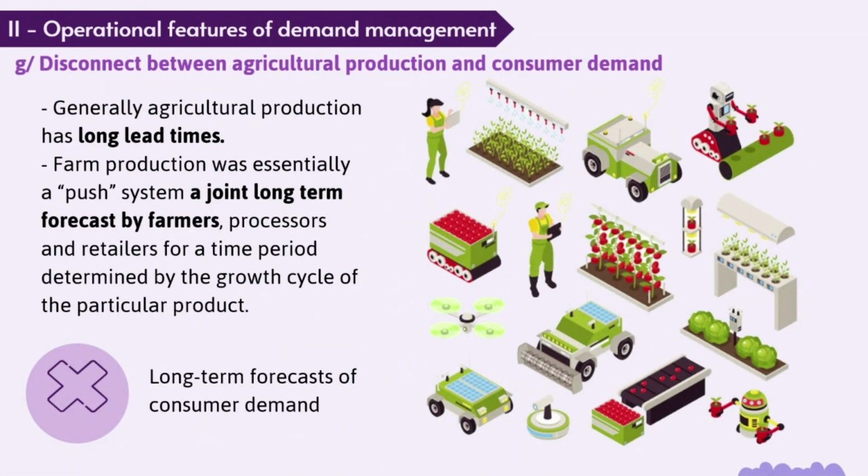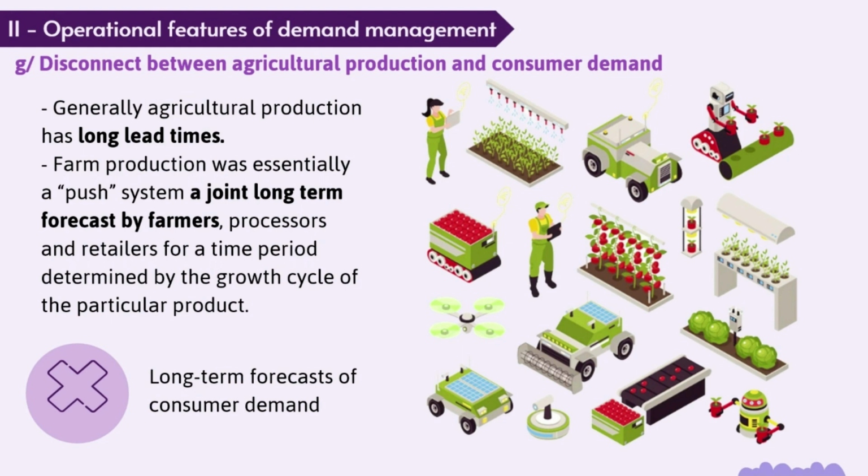Disconnect between agricultural production and customer demand. Generally, agricultural production has long lead times. In none of the chains studied was there a systematic attempt to closely link agricultural production, at the time production decisions were made, to anticipate customer demand at the time the product would be harvested. In none of the chains did the retailers provide long-term forecasts of consumer demand that could help to inform volume decisions at the start of the farming process. In all of the chains studied, farm production was essentially a push system.